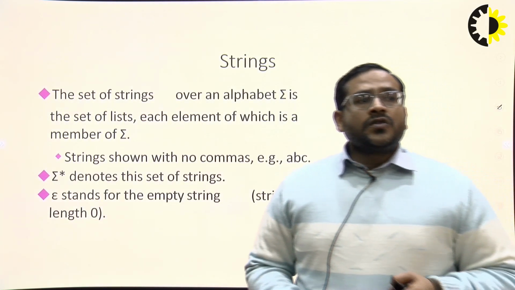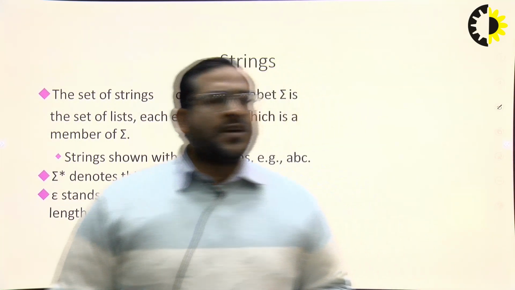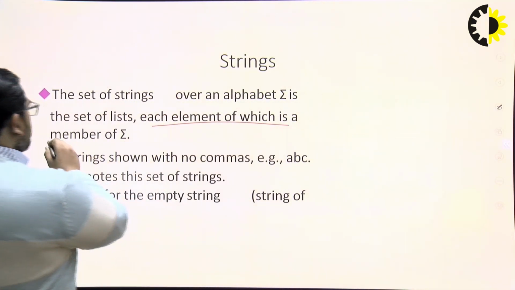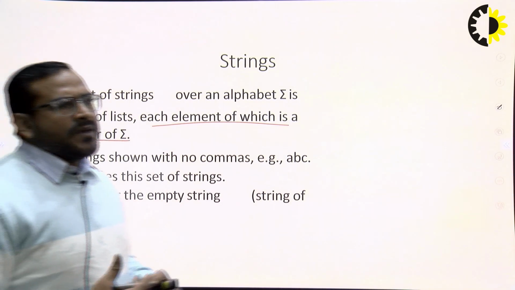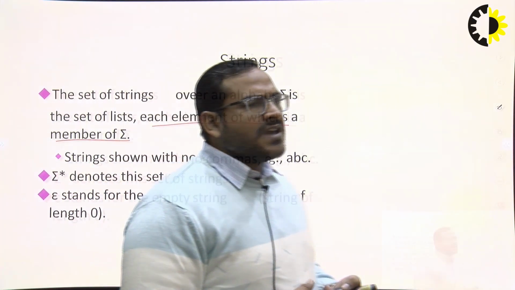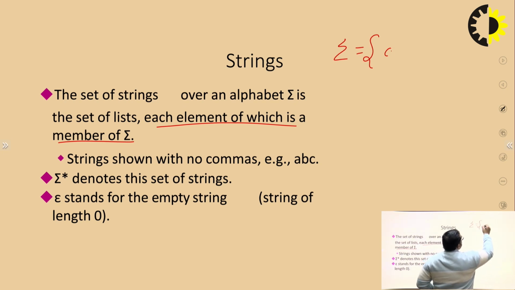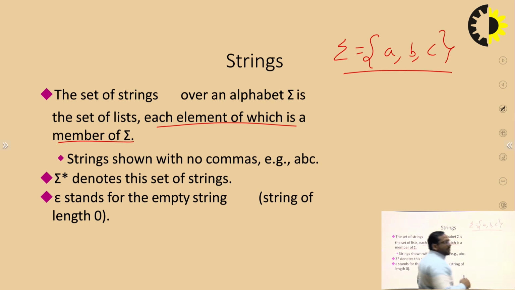What is a string? A string over an alphabet sigma is a list, each element of which is a member of sigma. Sigma is the input symbols, or the alphabets, which you can use to create a string. For example, sigma is a, comma, b, comma, c. These are the symbols, or the alphabets, and by using these alphabets we can create a string, for example ABC.